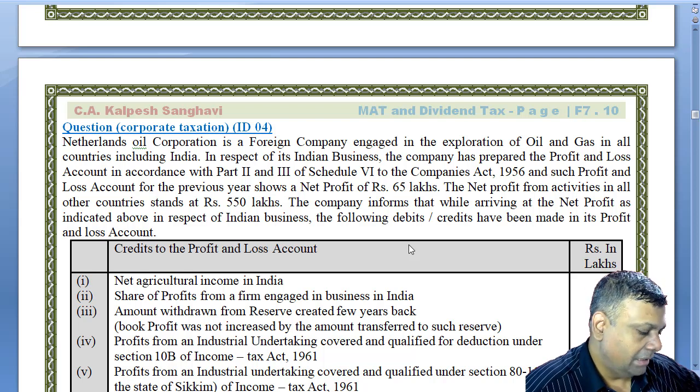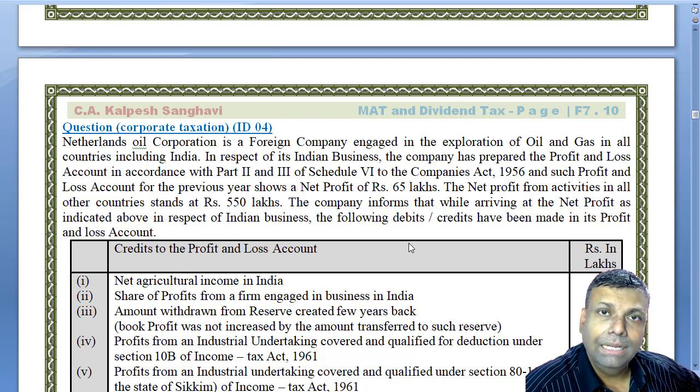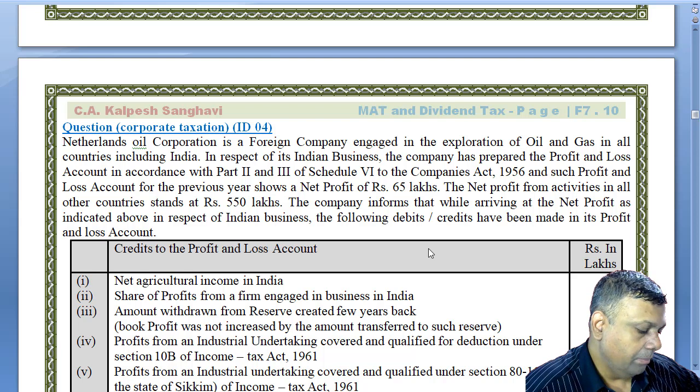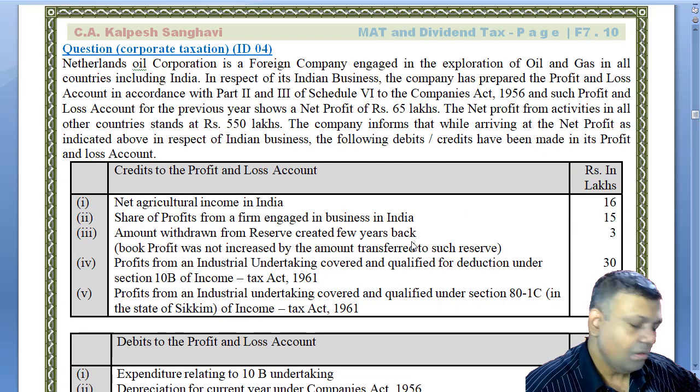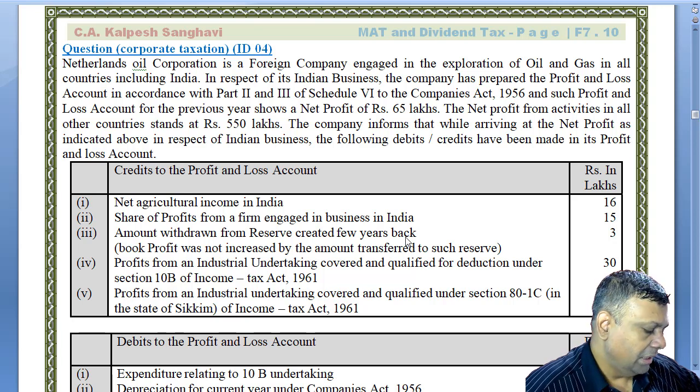The net profit from the activities in all the other countries stands at rupees 550 lakhs. The company informs that while arriving at the net profit, as indicated above, in respect of the Indian business, the following debits and credits have been made in the profit and loss account. Credits to the profit and loss account: net agricultural income in India; share of profits from a firm engaged in business in India.